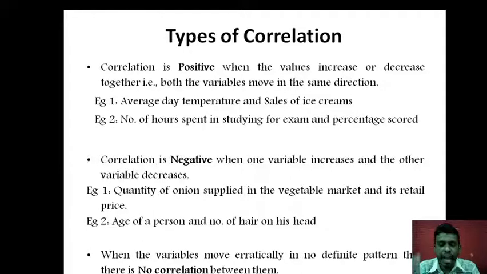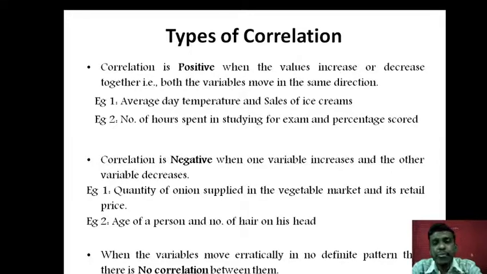As the average day temperature goes on increasing in the summer days, that is from January, February, March, April, May, the sales of ice cream, the sales of cold drinks, move up. So this follows a positive correlation. Another example can be the number of hours spent in studying by a student for an exam and the percentage he or she scores. If you spend more hours in studying or practicing problems, you will score better marks in the examination. So these again are examples of positive correlation.